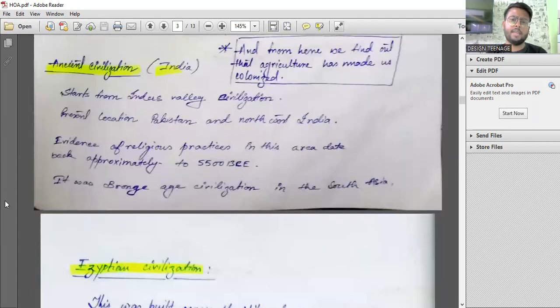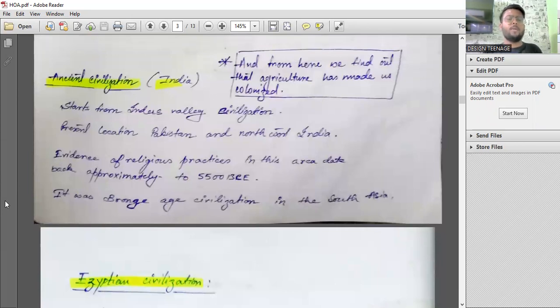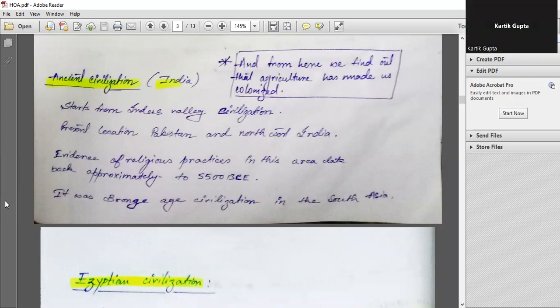Ancient civilization in India starts from the Indus Valley civilization, present location Pakistan and West India. Evidence of religious practices in the area dates back approximately to 5500 BC. It was the Bronze Age civilization in South Asia, and from this we find out that agriculture was colonized. Just give me a minute, please.